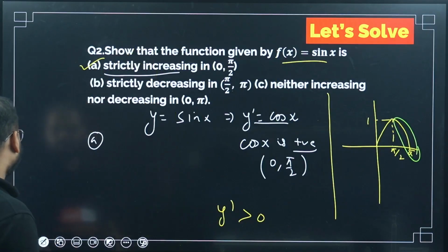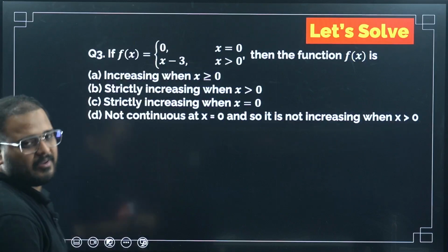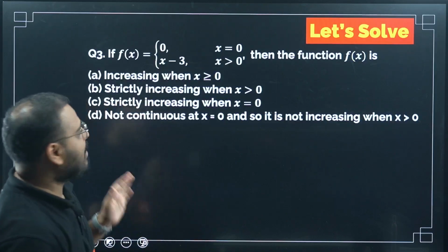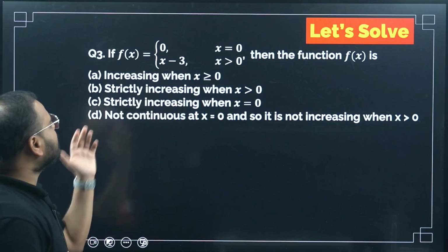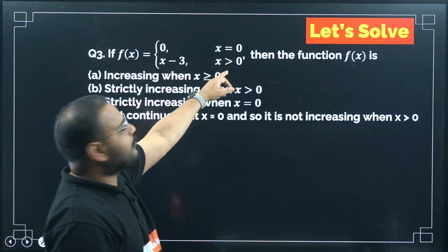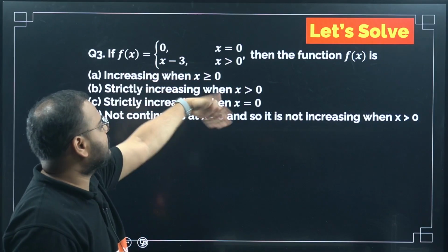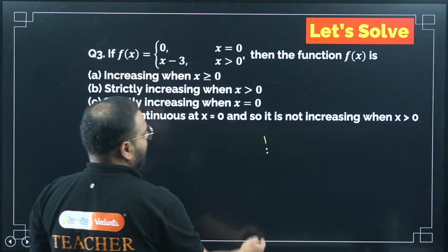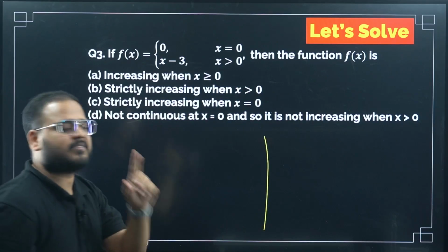Okay. Chaliye, moving on. Problem 3. I know I took some extra time, but it's okay. I want to explain you the condition. I can quickly solve this question. Let's see how. f(x) is defined like this. Greater than 0. When x is greater than 0, it is x minus 3. Find the derivative first. I have to check the trend, right? Increasing, decreasing. First step is find the derivative.